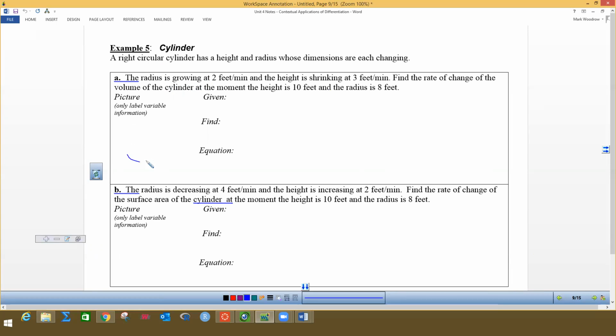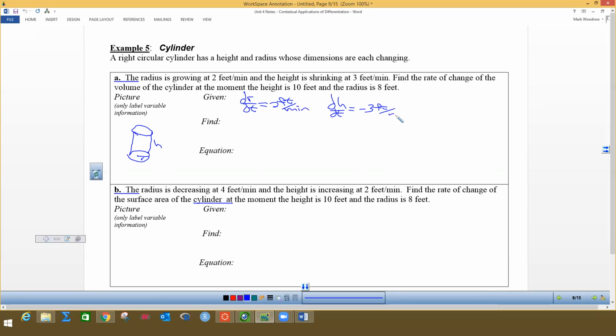A right cylinder, so we've got a cylinder over here. Looks like this. And this is the radius, and this is the height. The radius is growing at 2 feet per second, so dr dt equals 2 feet per second. And the height is shrinking, so dH dt is going to be -3 feet per, I said second, it's minutes. I didn't read the label up there very well, so be careful not to do that.